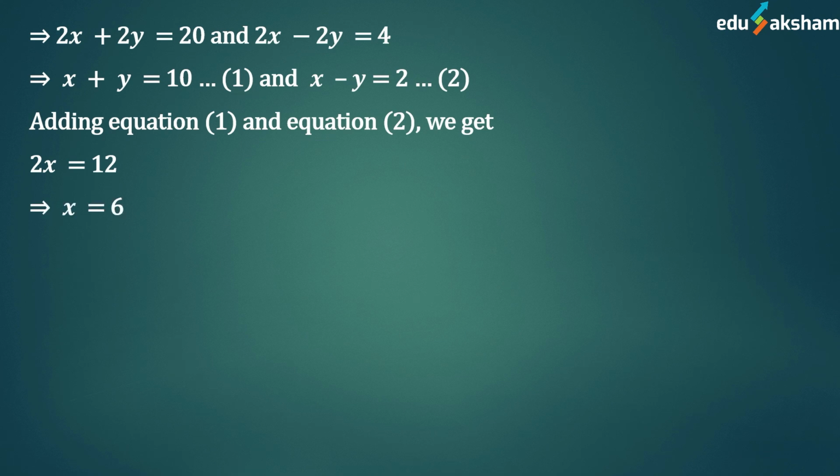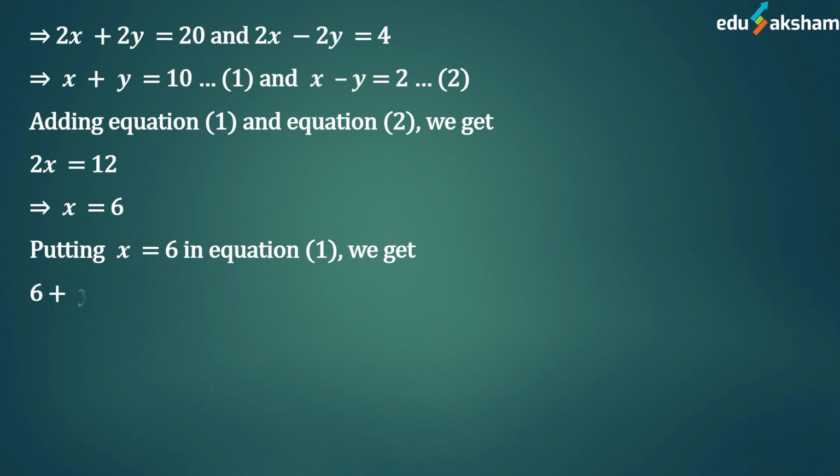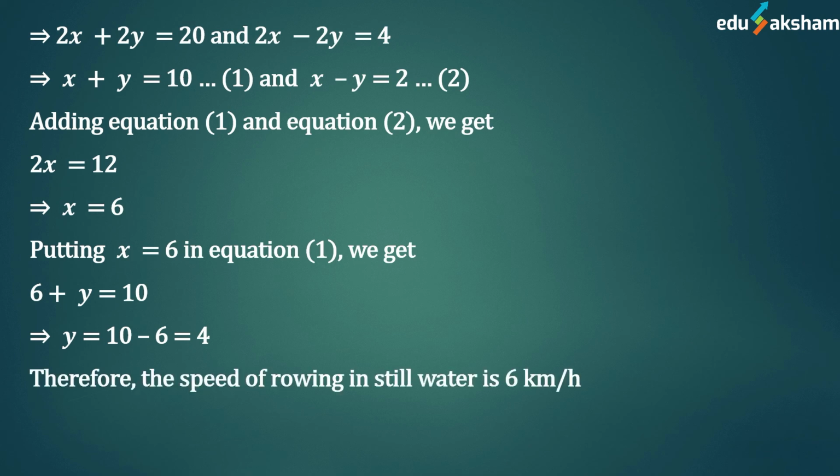अब x के इस value को अगर हम equation 1 में put कर दें which is x plus y equal to 10, तो हमें 6 plus y equal to 10 मिल जाएगा which gives the value of y as 4. इसका मतलब ये हो गया कि the speed of rowing in still water will be 6 kilometers per hour and the speed of the current is 4 kilometers per hour.